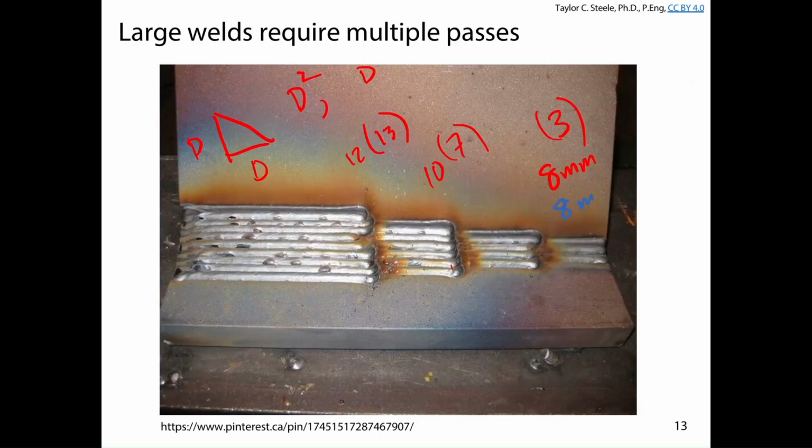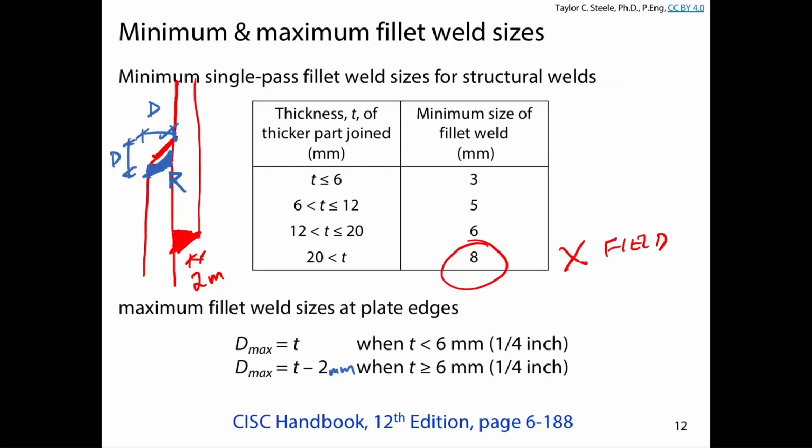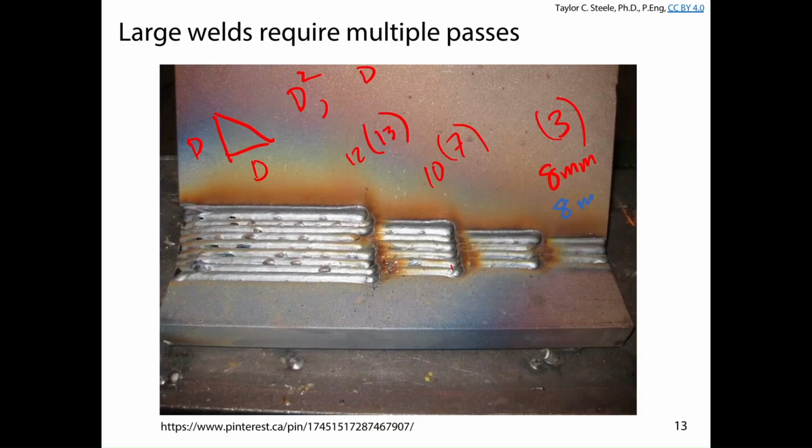Okay, so we've talked a little bit about what fillet welds are, what the maximum and minimum fillet weld sizes might be, and how we'd build up bigger welds if we need them. Does anybody have any questions about any of this stuff before we continue on? Okay.